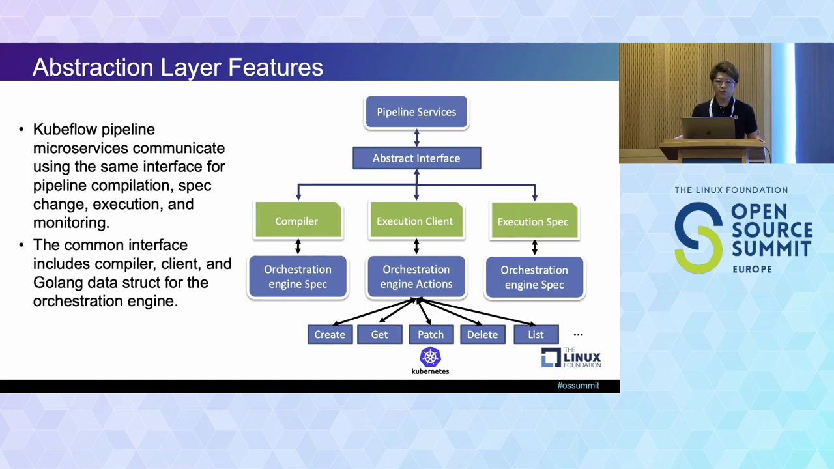And the major feature of the abstracted layer is that it breaks down into three parts. So one, obviously, we have the compiler. Whenever you bring in the intermediate representation and want to apply that representation on a backend spec, you need to compile it into that specification so it can be understood by the backend APIs. And on top of that, we have execution time. When you have these specs compiled, you need a client, right, to run the basic API operations: create, get, patch, delete.